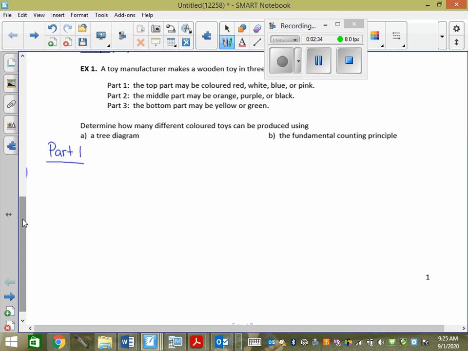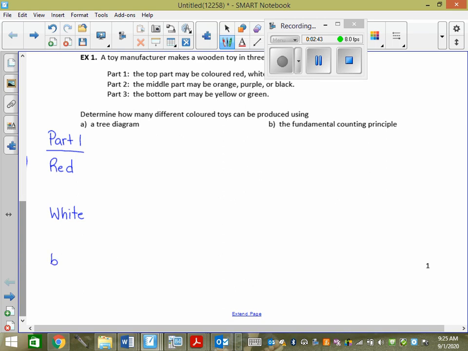So part 1 can be red, white, blue, pink. That's your part 1. Then we have part 2. If there was only a part 1 of this toy, we could have 4 toys total, 4 different toys. That's it. But we don't. We have a part 2.